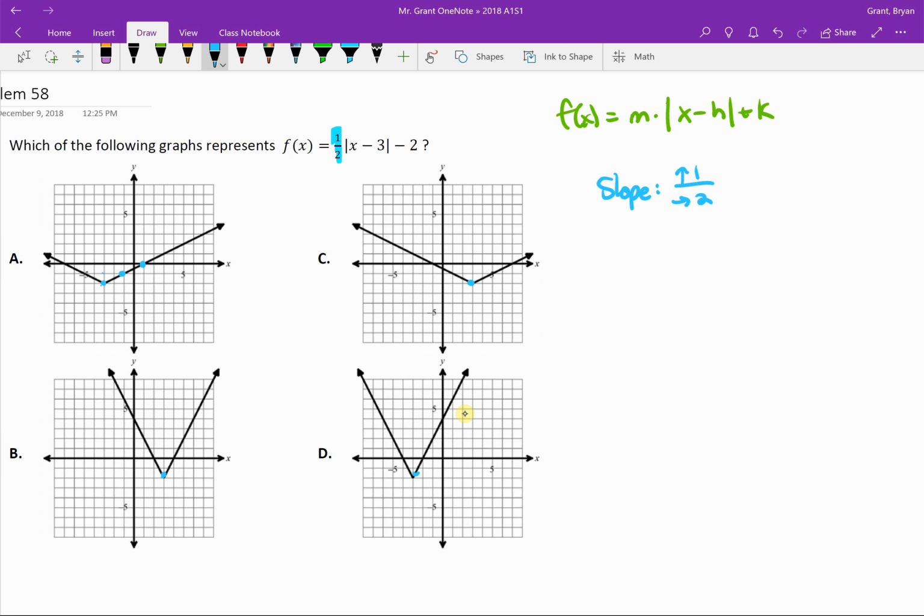We can go the other way. Up 1 to the left 2. That has a slope of 1/2. It's looking good so far. B, if I go up 1 and over 2, notice that I'm no longer on the graph, and it doesn't make the same shape. So therefore, B has the wrong slope.